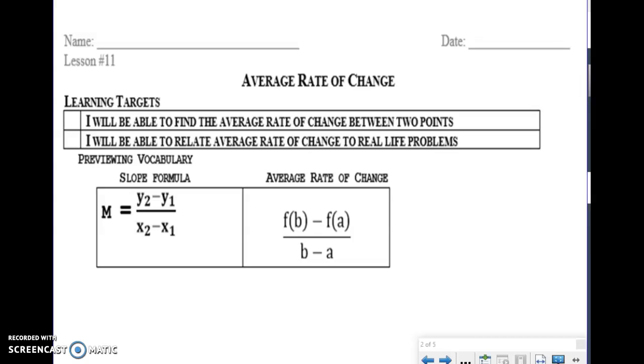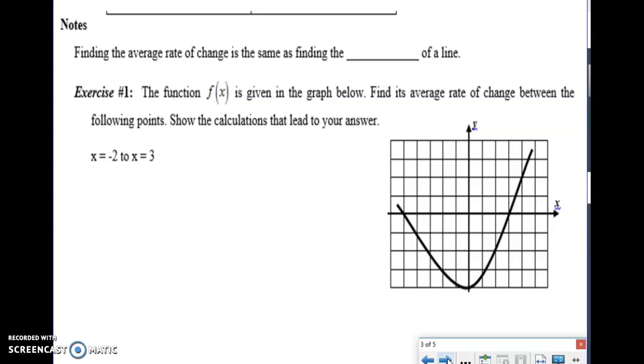So in order to find the average rate of change, we're going to use these formulas in the following ways. Let's not forget that finding the average rate of change is simply another name for the slope. Now, again, if you were able to print these notes off before class, that's awesome. If not, you can take these down in a notebook.